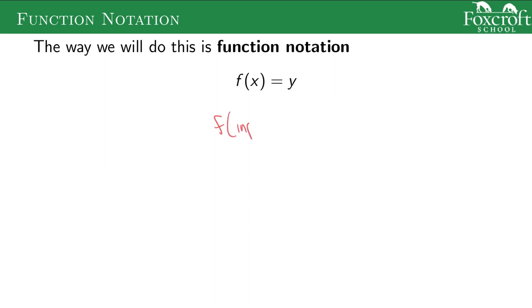The input that we're putting in goes in the parentheses next to the function name, and the output goes on the other side of the equal sign. So in the previous slide, we had 3 arrow 5. That would look like this: f of 3 equals 5. I would have put in 3, I get out 5.